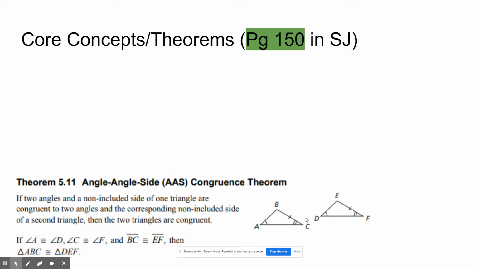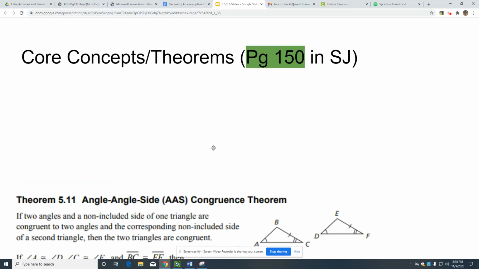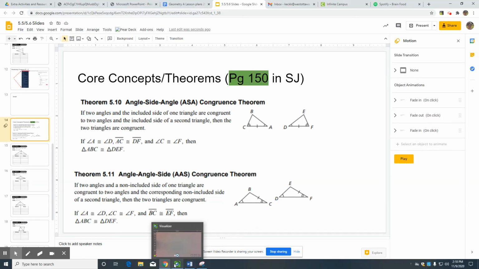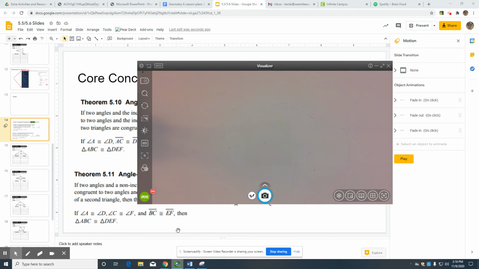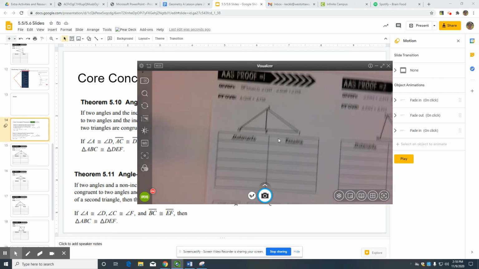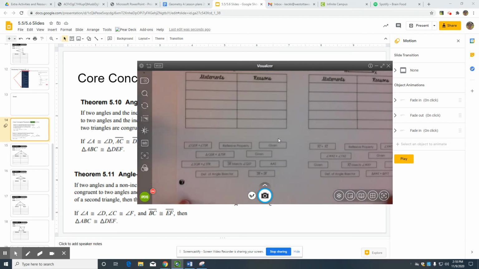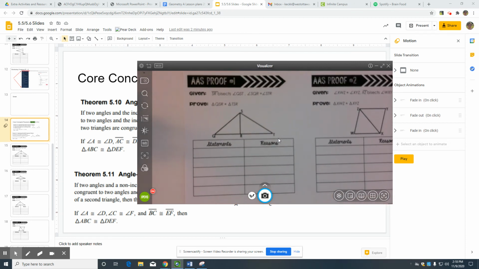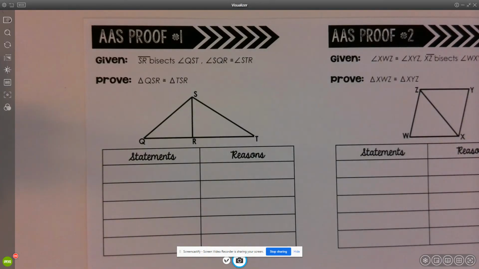So the difference between this theorem and the angle-side-angle is that in this theorem, the side is not included, not in between the two congruent angles. We are going to go ahead and work on the angle-angle-side proofs in your proof workbook. So head to page 7, and we're going to start with angle-angle-side proof number 1.